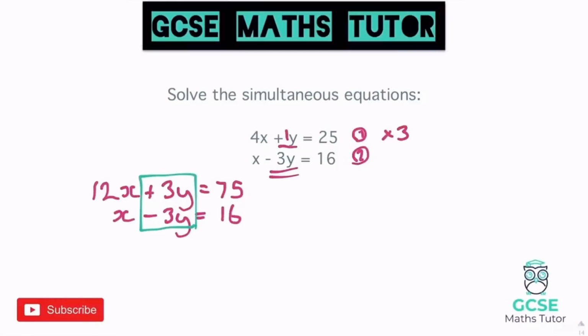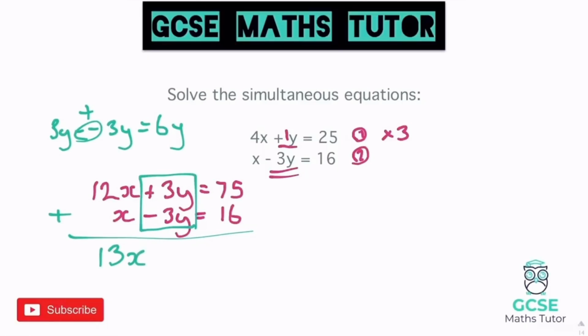Now if we think about the logic here, if I was to do 3y take away negative 3y, that would become a plus, and I'd end up with 6y. So taking them away is not going to work. I'm going to have to add them together. 3y add negative 3y becomes 0. So if we add these two equations together, we get 13x equals 91.